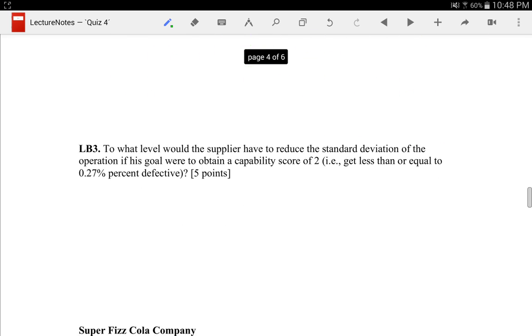Alright, to what level should the supplier reduce the standard deviation of the operation if his goal were to obtain a capability index of 2? So he wants a capability index of 2, and again he has to reduce the sigma to some value.